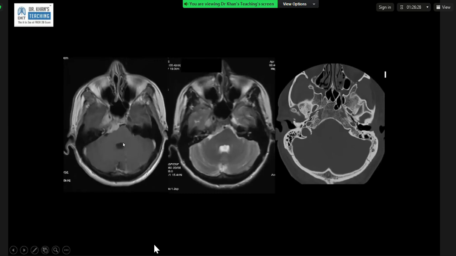So there is a heterogeneous T2 and heterogeneously avidly enhancing mass lesion, which is paramedian, centered at the level of the sphenopetrous fissure and seems to be extending anteriorly up to the level of the Meckel's cave. This seems invasive and encroaches on the brainstem. At this location, differential diagnoses include chondrosarcoma and chordoma.